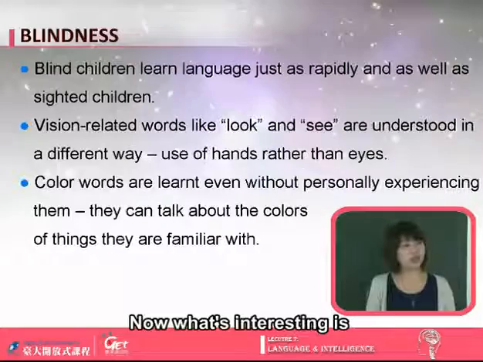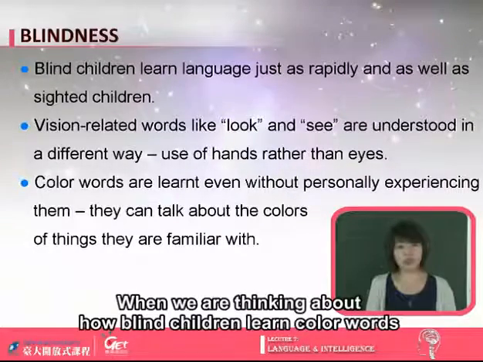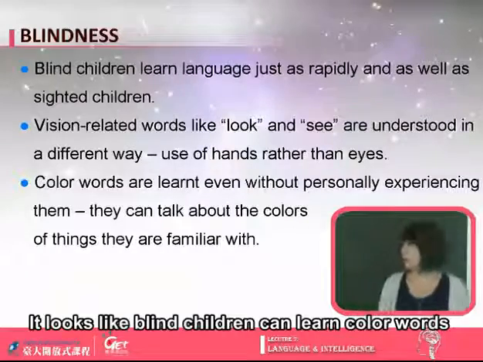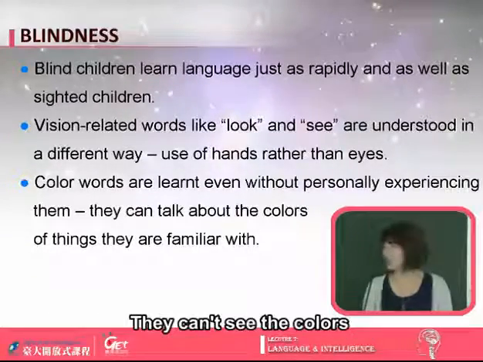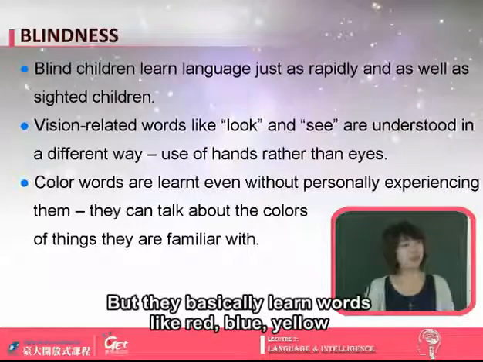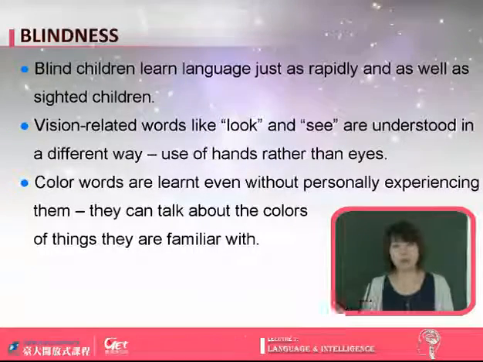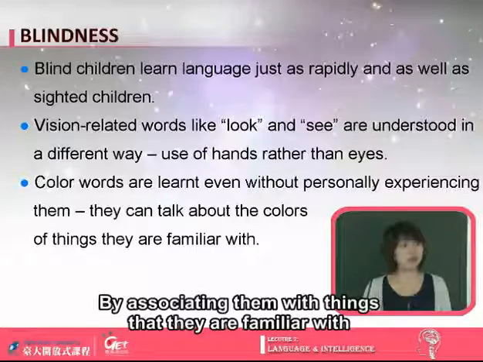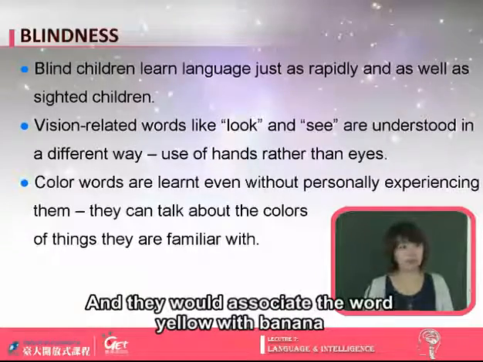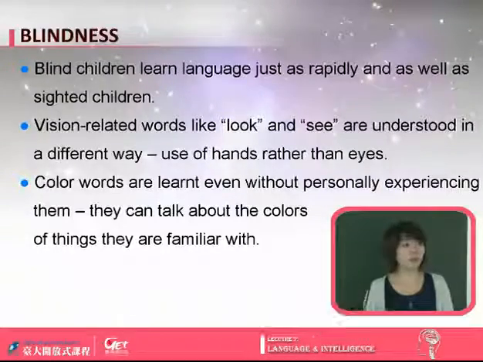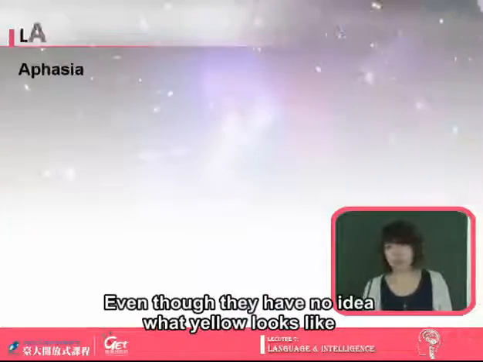Now, what's interesting is when we are thinking about how blind children learn color words, it looks like blind children can learn color words even without personally experiencing them. They cannot see the colors, but they basically learn words like red, blue, yellow by associating them with things they are familiar with. So banana will usually be yellow, and they will associate the word yellow with banana, even though they have no idea what yellow looks like.